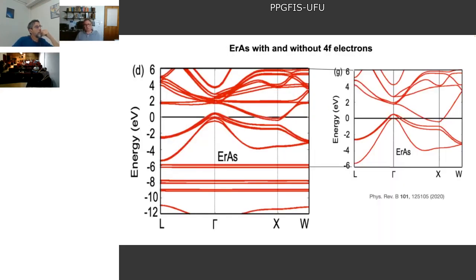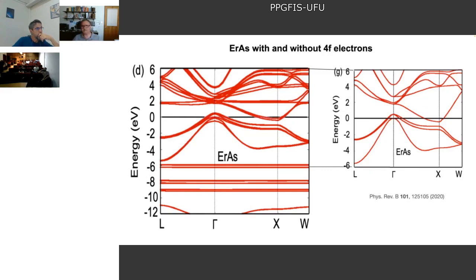Okay. So this is a close comparison of our calculations of erbium arsenide, because that is the material we are going to talk about, the nanoparticles. And I'm showing the case on the left with 4F electrons, and the case on the right without F electrons.